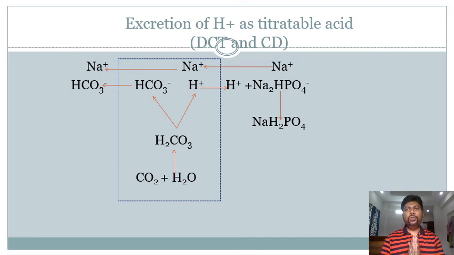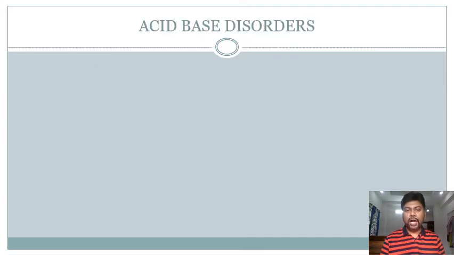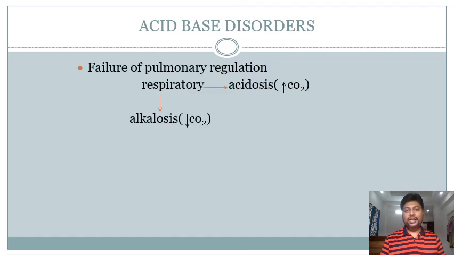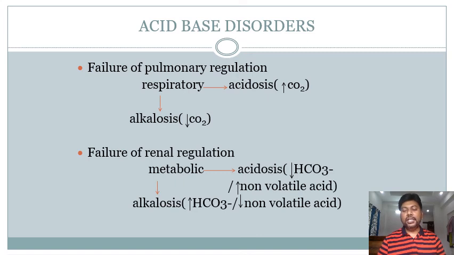When these two regulations fail, it leads to acid-base disorders. When the lungs are not functioning properly in eliminating the volatile acid, carbonic acid, or if the kidney is not functioning, it can lead to acid-base disorders. These can be broadly classified into two types: respiratory disorder and metabolic disorder. Respiratory disorder happens due to failure of pulmonary regulation, whereas metabolic disorder happens due to failure of renal regulation.